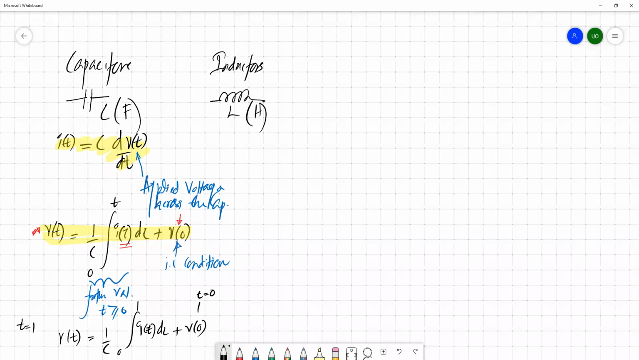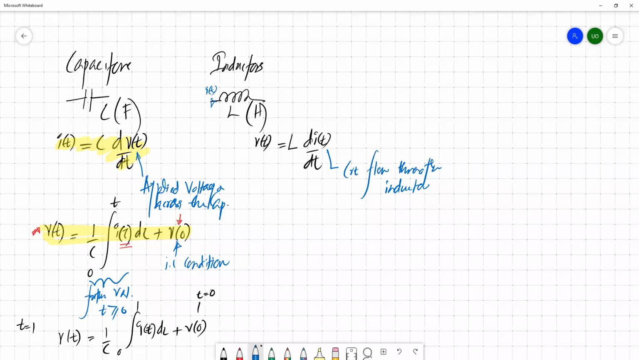Similarly for inductors, we can find the induced voltage across the inductor like this. It is basically proportional to the derivative of the current. This is the current flowing through the inductor. IL is the current flowing through the inductor.